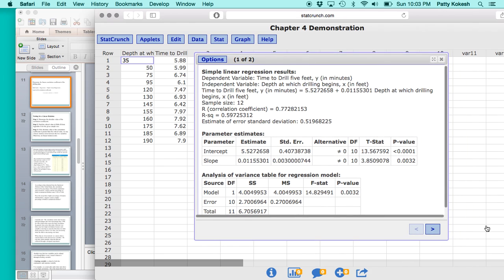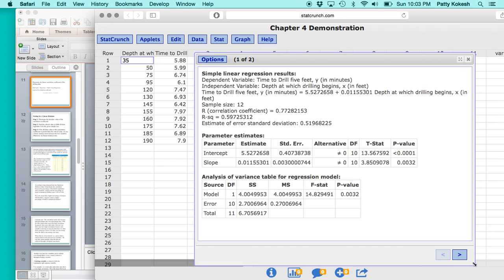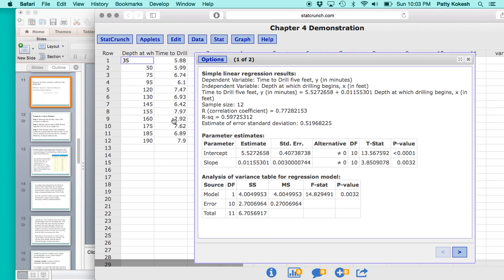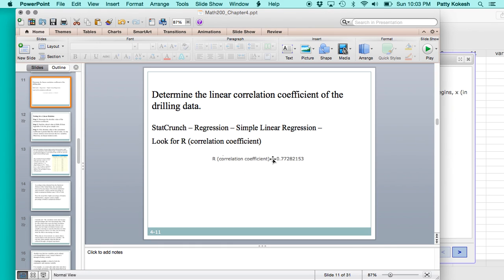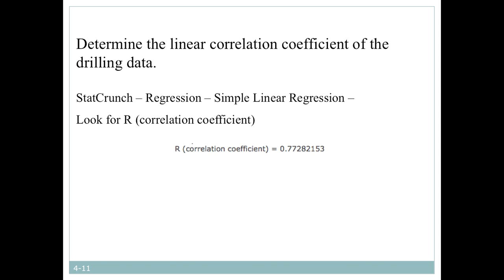And at this point, there's a lot of information here. We'll worry about reading more of this in a minute, but all we actually care about is this correlation coefficient right here, which in our case is 0.77282. Here's some more digits as well for it, but that is our nice little linear correlation coefficient.